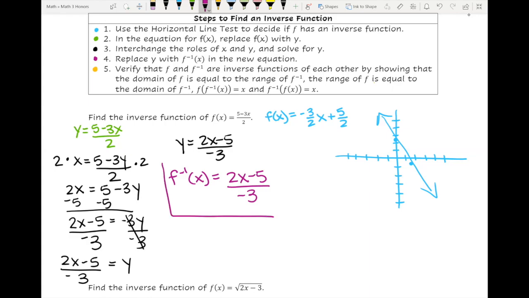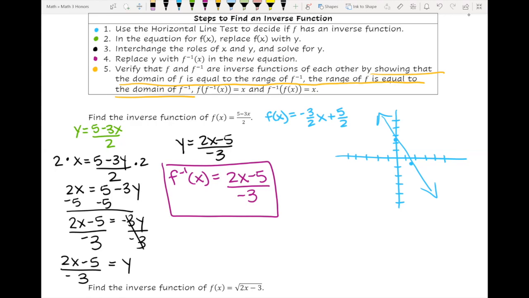So we found the inverse function, and our very last step is to verify that f and f inverse are inverse functions. And there are a couple different ways you can do this. We can do this with domain and range, so showing that the domain of f is equal to the range of f inverse, and the range of f is equal to the domain of f inverse. There's another way to do it. You can do f of f inverse and f inverse of f to see if it equals x. Because there are so many different ways to do this, I'm going to do a different way on each problem. So in this one, I'm going to look at the domain and range.